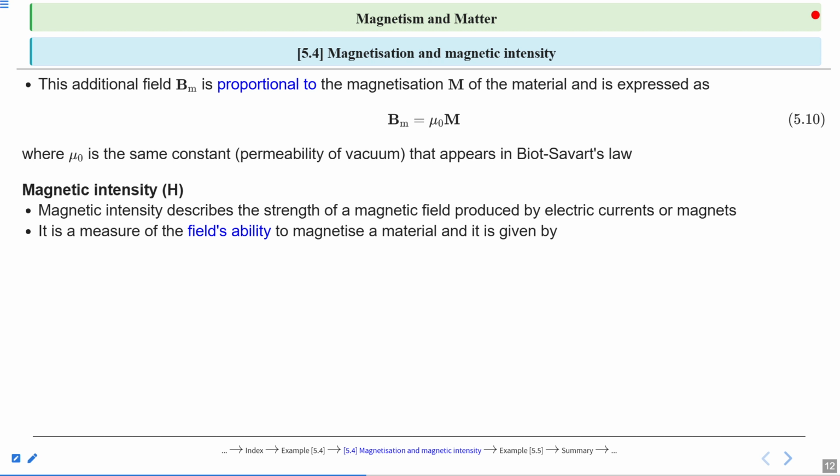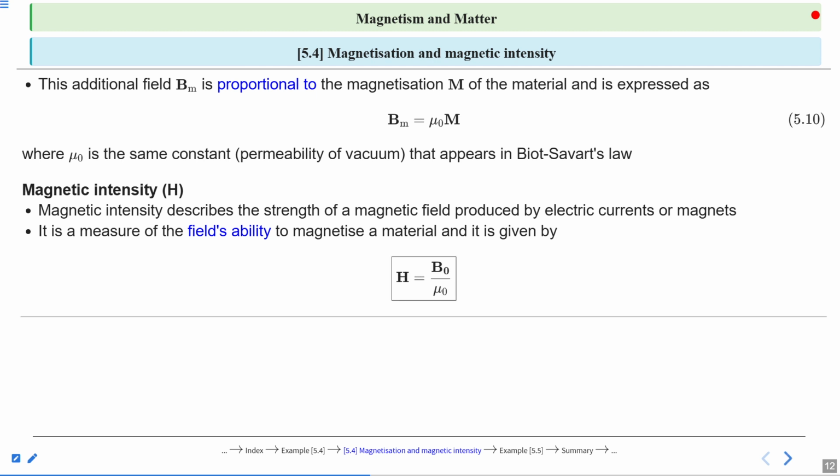If I have a magnetic intensity H, it can magnetize a material to 75%. I have a particular material, and that magnetic intensity can magnetize it to 75%. That is the field's ability. It can magnetize the material up to 75%, meaning it can align 75 of the dipoles present in the material in the direction of the field. That is its ability to magnetize a material, and it is given by H equal to B naught by mu naught.